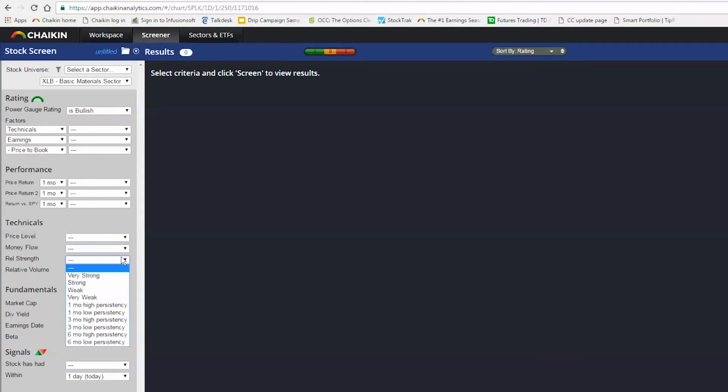You can screen based on relative strength. Relative strength is the measure of your stock's performance against the overall market. Has it been performing strong or very strong versus the market, or weak or very weak versus the market? Or you can screen based on that relative strength over a certain amount of time. You can do the same with relative volume by looking for heavy volume or light volume.